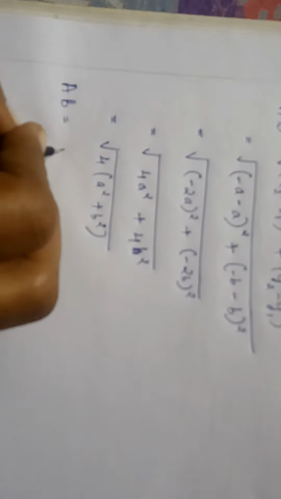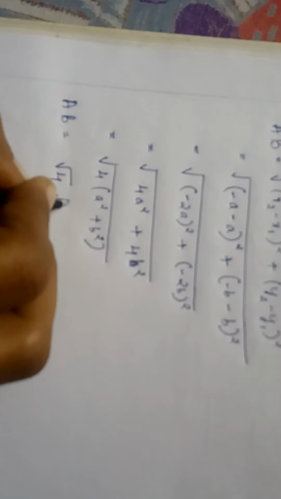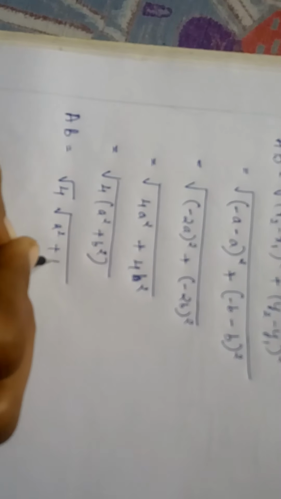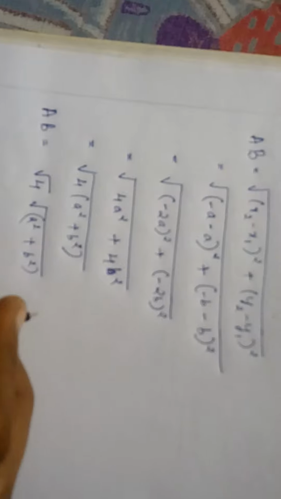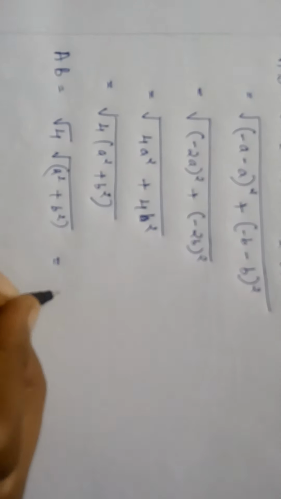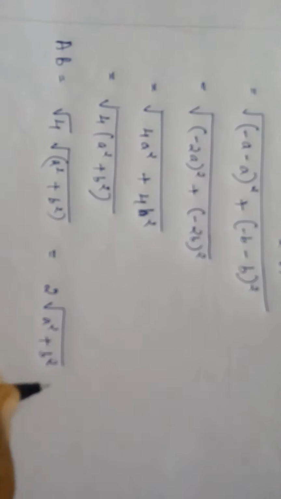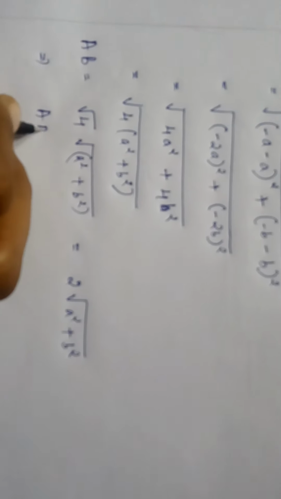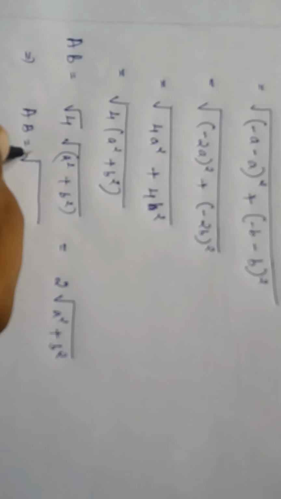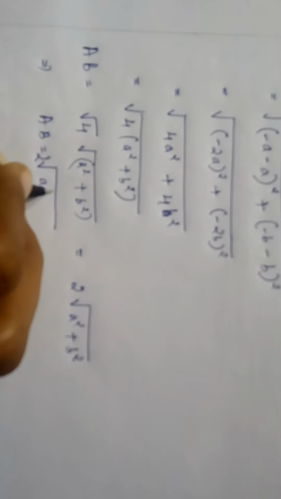AB is equal to, separate this as square root of 4 and square root of a square plus b square. That is, square root of 4 is 2, into square root of a square plus b square. This implies that AB is equal to 2 into square root of a square plus b square.